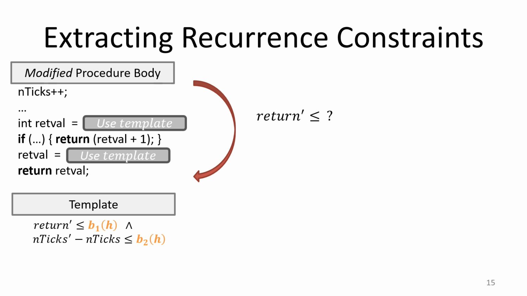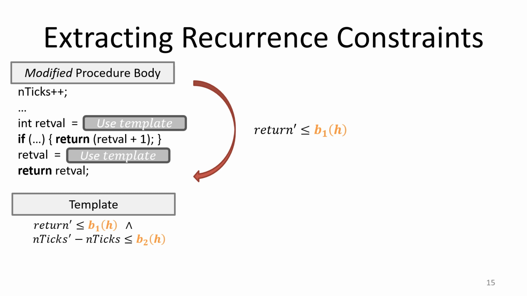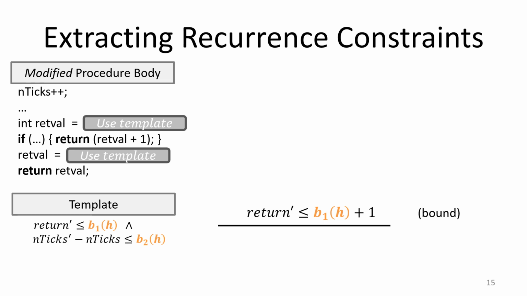Because we've replaced the recursive calls, we can now use existing intra-procedural analysis methods to answer this question. That analysis yields a bound on the return value in terms of the unknown b1 of h. If we exit at the first return statement, the return value is bounded by b1 of h plus 1. If we exit at the second return, the return value is bounded by b1 of h. Thus, the tightest single bound that holds on every path is b1 of h plus 1. We take the right-hand side of that bound to be the right-hand side of a recurrence, saying that as height goes up by 1 in the tree of recursive calls, the maximum possible return value goes up by 1.